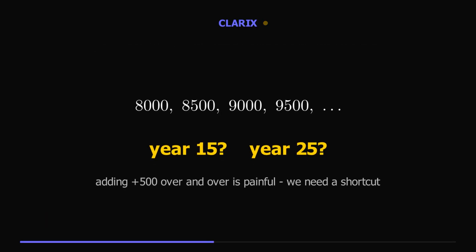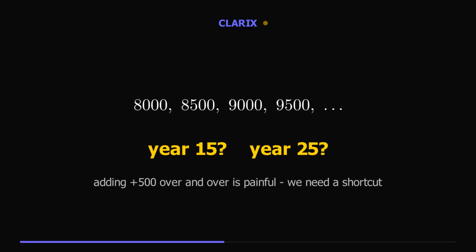Back to the salary. 8,000, 8,500, 9,000, and so on. Easy to find year 5. Just keep adding 500. But what about year 15? Year 25? Adding 500 twenty-four times is painful. There has to be a shortcut.